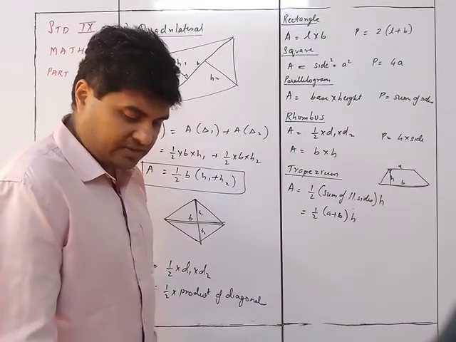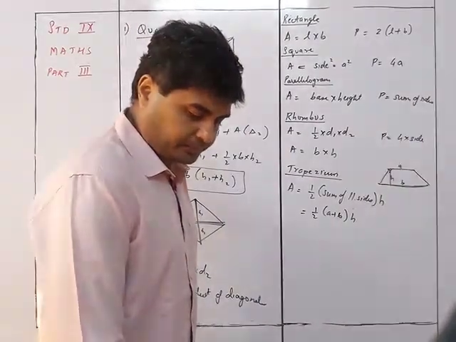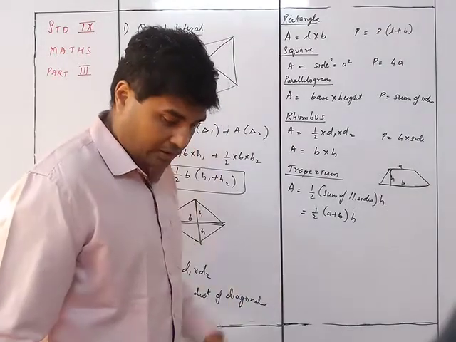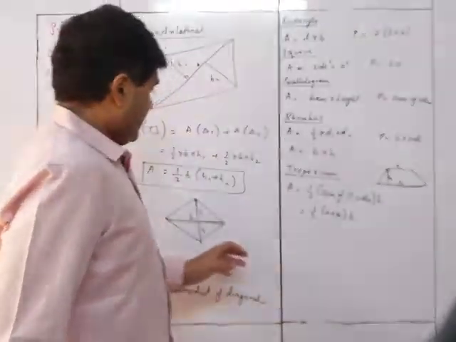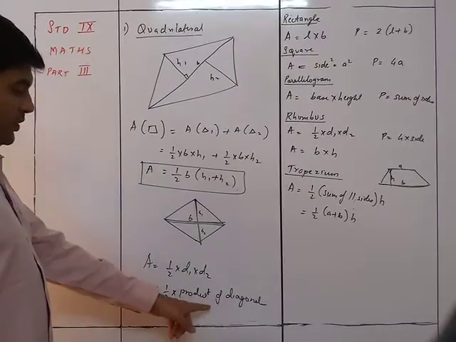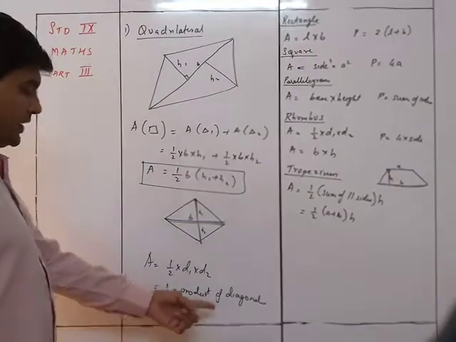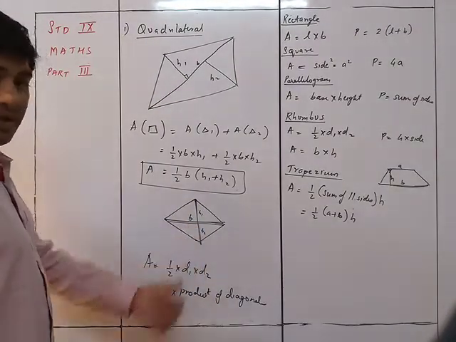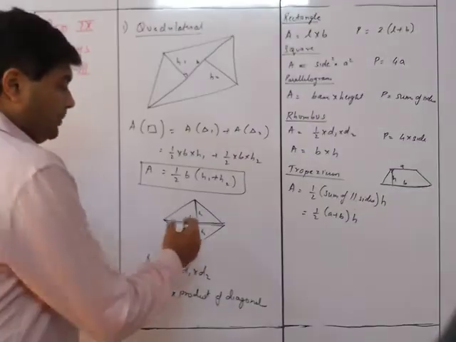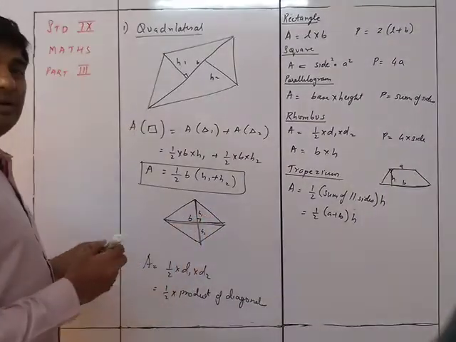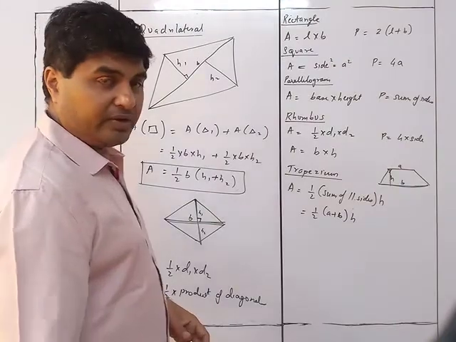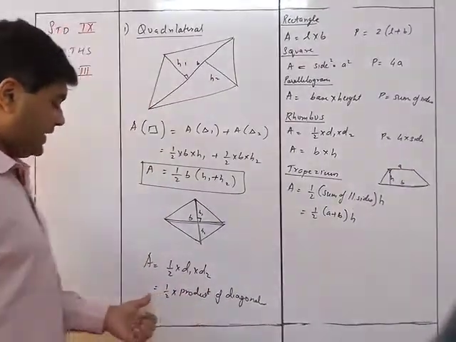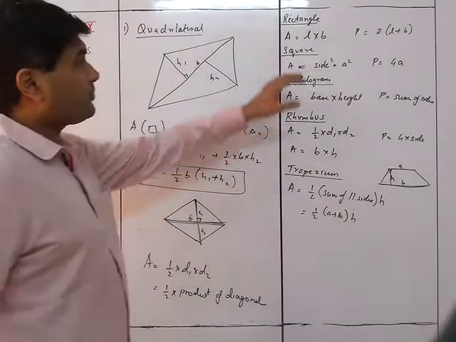So yeah, this is how you are going to get the thing done for exercise 15b. That is half into product of diagonals. That is the area of any quadrilateral which has perpendicular diagonals. If the diagonals are perpendicular to each other, then you can have area equals half into product of diagonals.